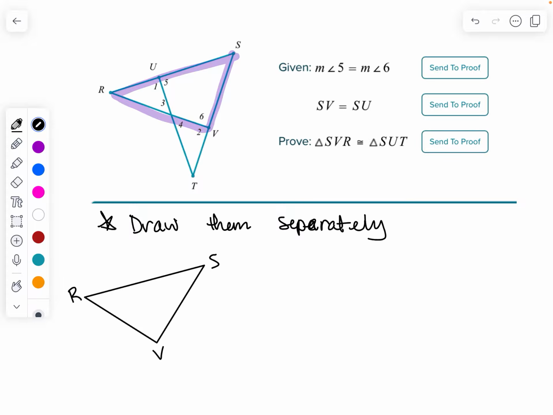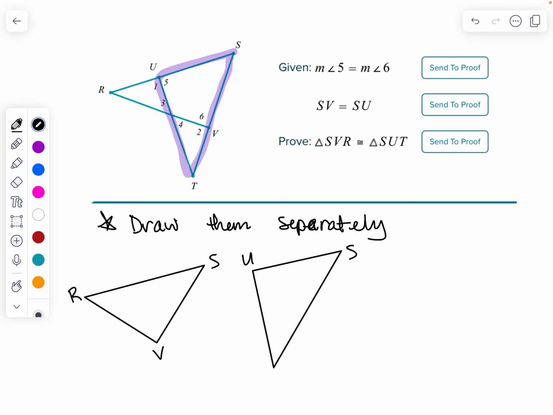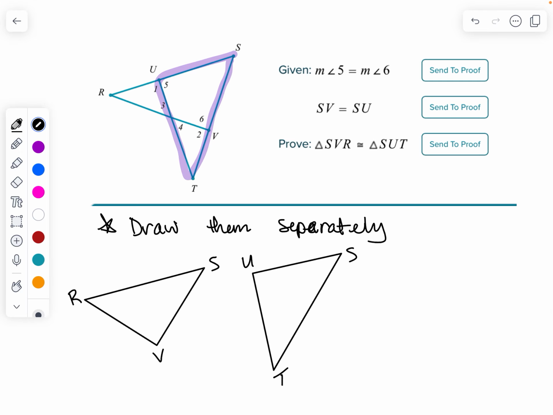And then SUT, which is right here. SUT, which did not get drawn as well. There we go. SUT. All right. Oh, that's not an eraser. Cool. All right. And anything else?